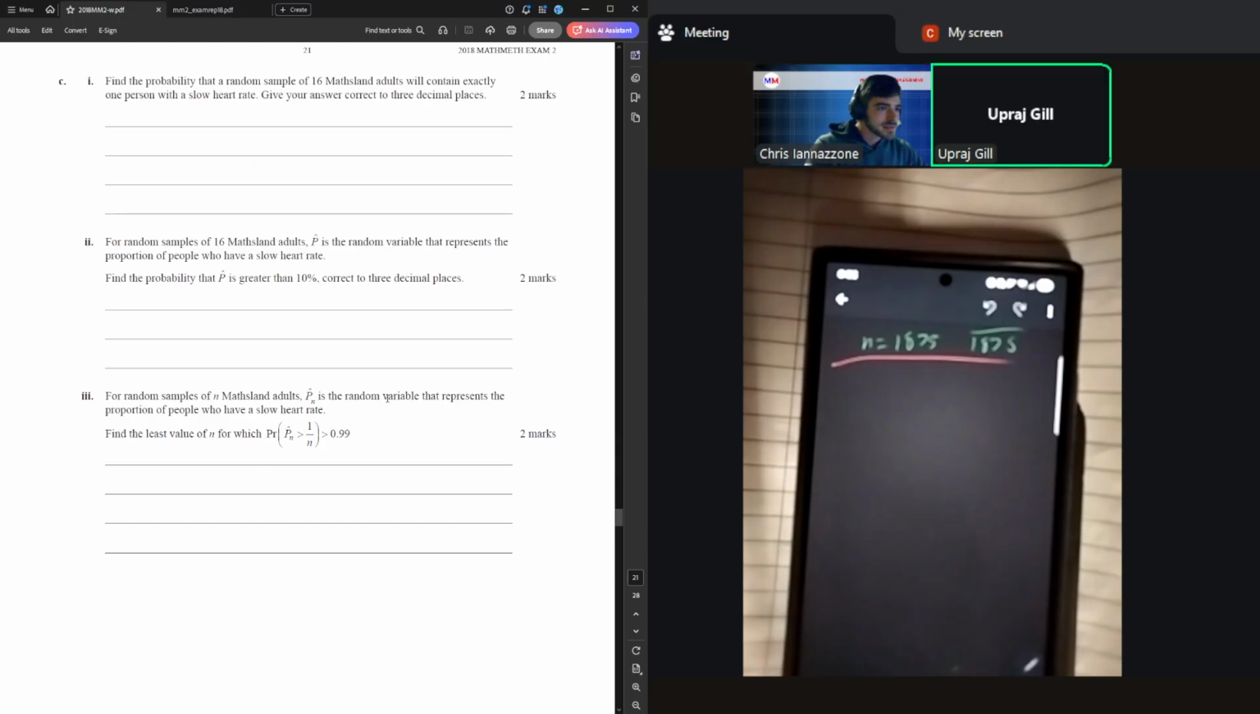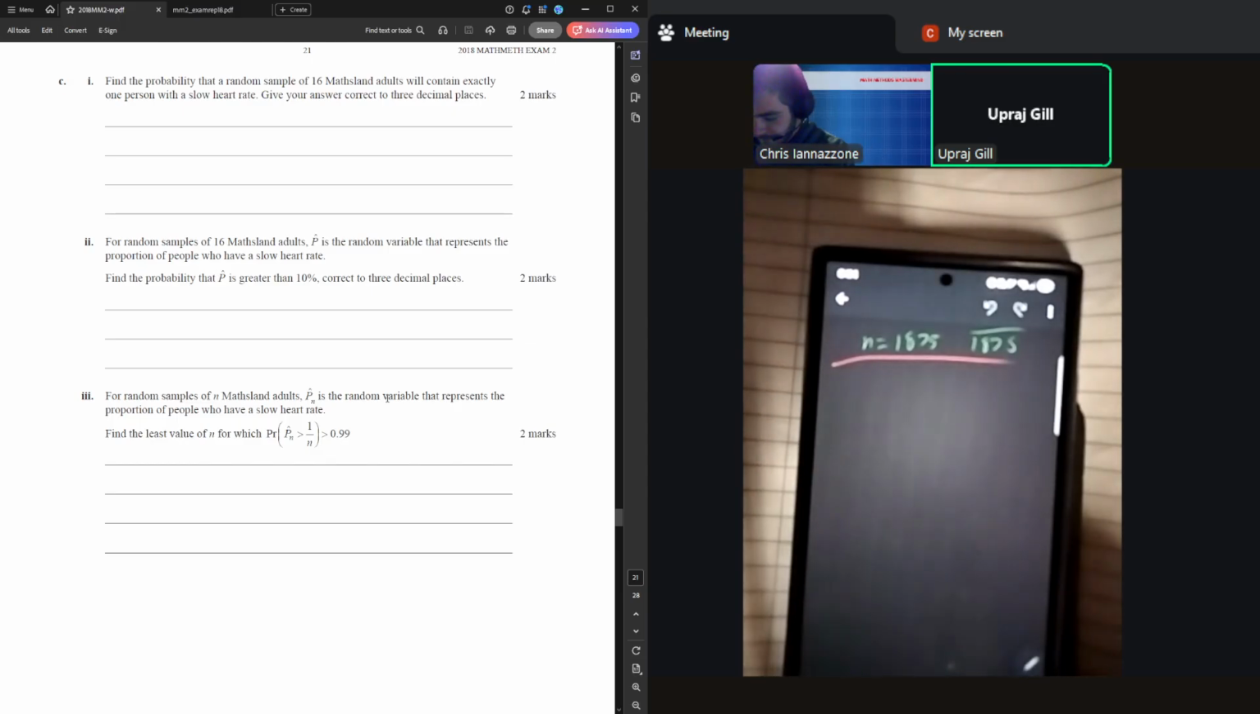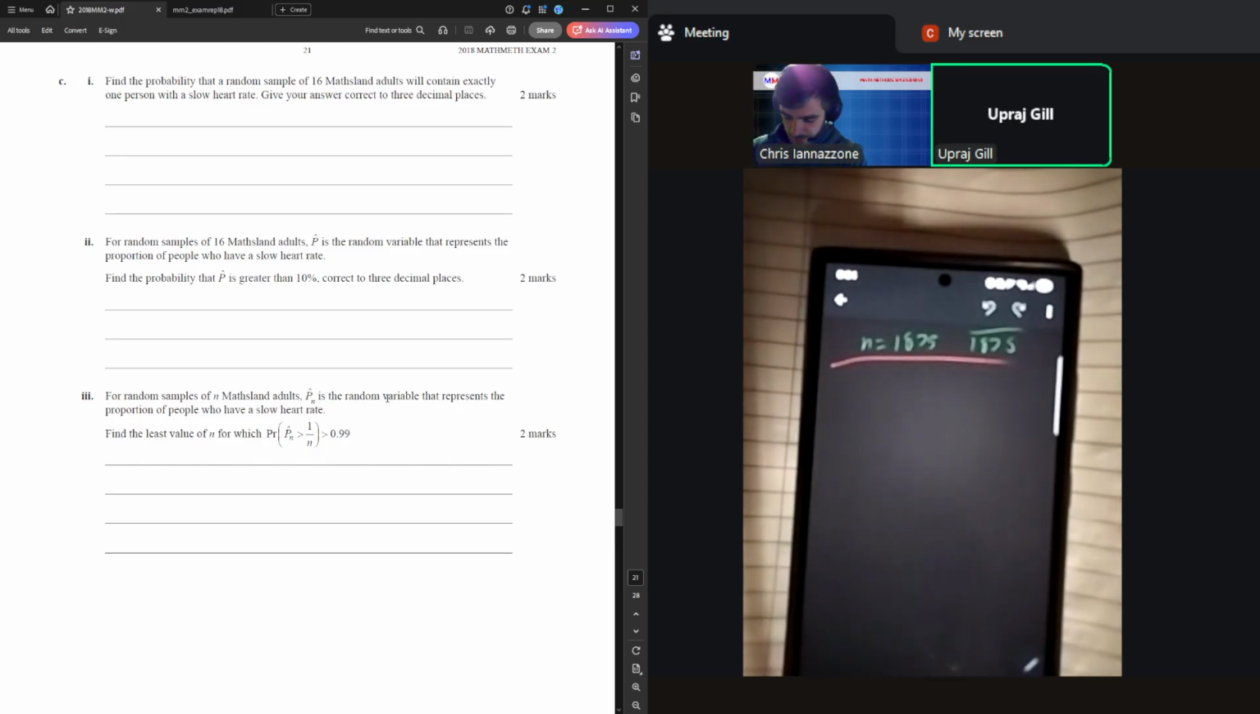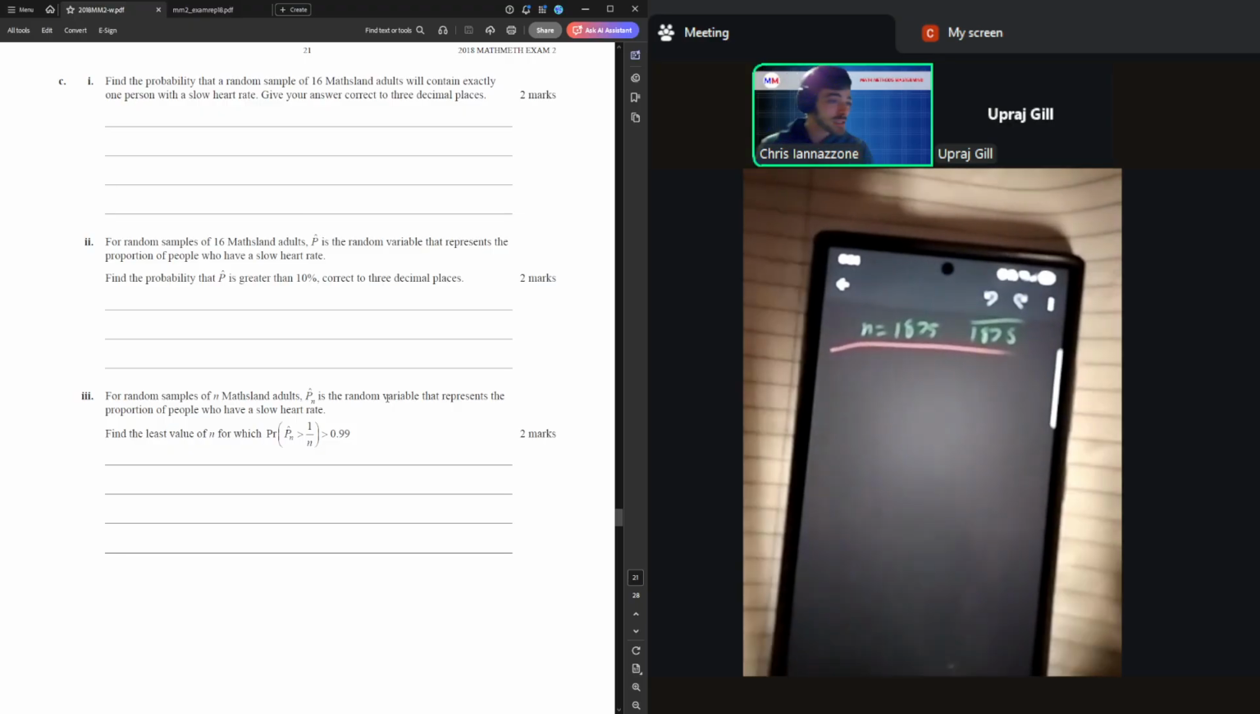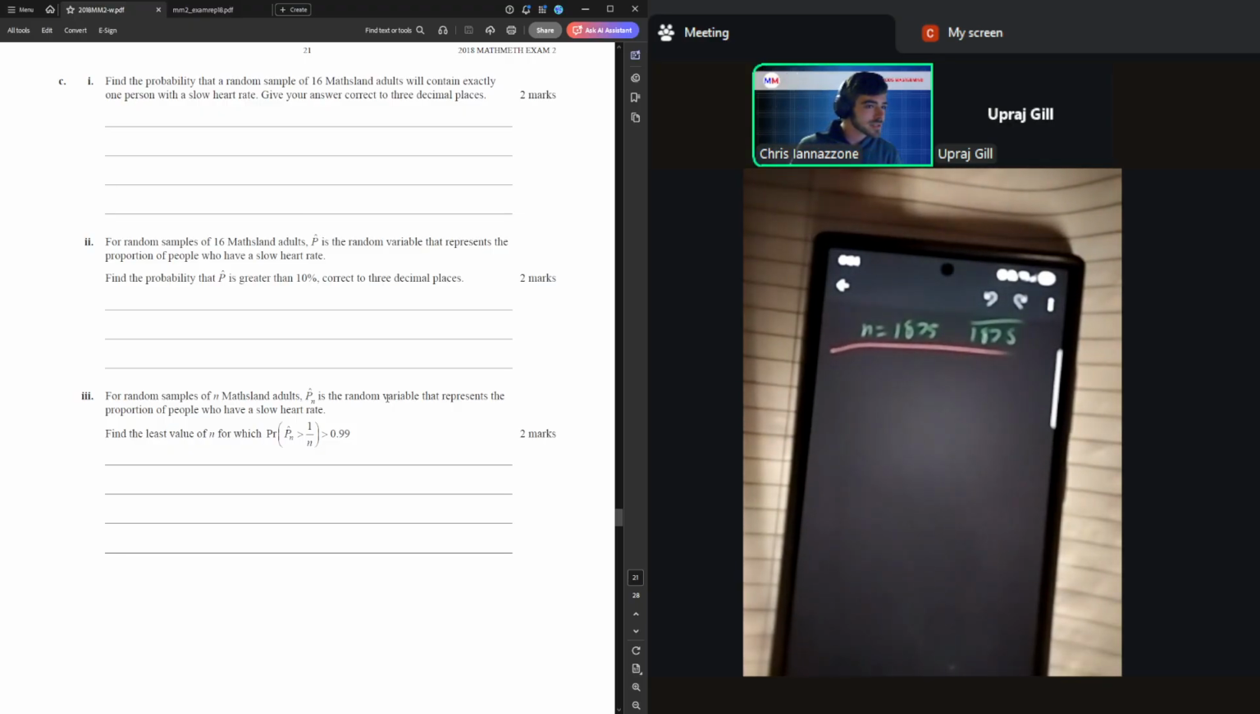Part C. A random sample of 16 adults will contain exactly one with a slow heart rate. This might get a bit trickier because it's Unit 3-4 probability. I'm not too sure. I don't know if you could use a tree diagram. You probably could, but I wouldn't want to draw 16 stages worth of tree diagrams.